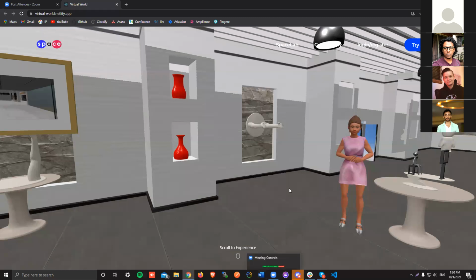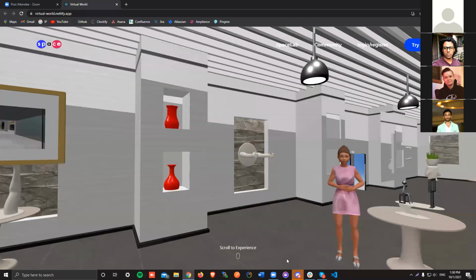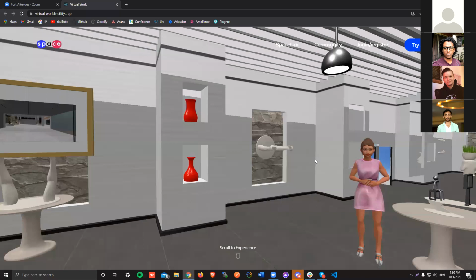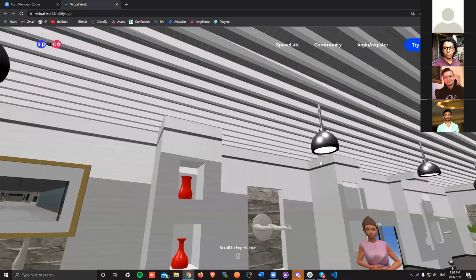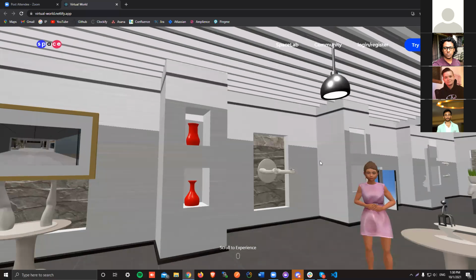I think it's possible to give 360 degrees for every side. I'm not sure why you limit it. Jose, is that possible?